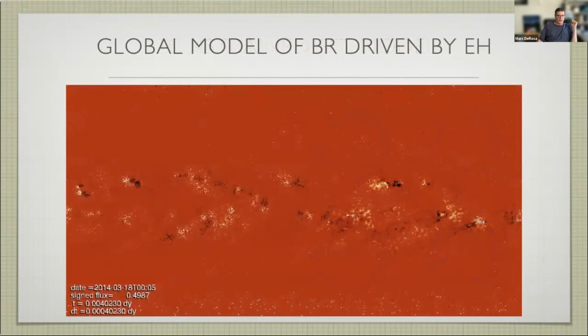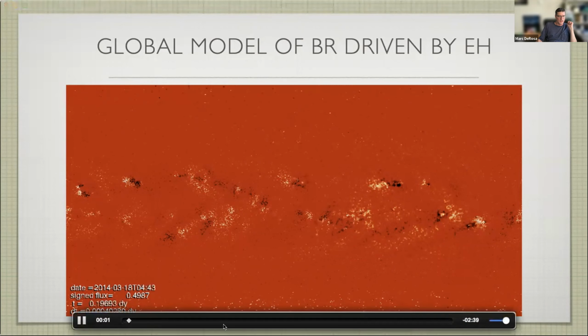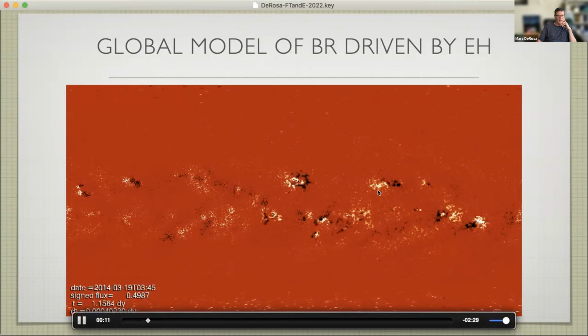And when you do that, if you just drive a model of BR as a function of time using electric fields from active regions, you get something that looks like this. So this is 180 degrees of latitude by 360 degrees of longitude. This is a synoptic map from March 18th, 2014. And when you start the movie, you'll eventually see that there's slow evolution in some of the active regions. So the movie basically lasts one Carrington rotation, I should say.